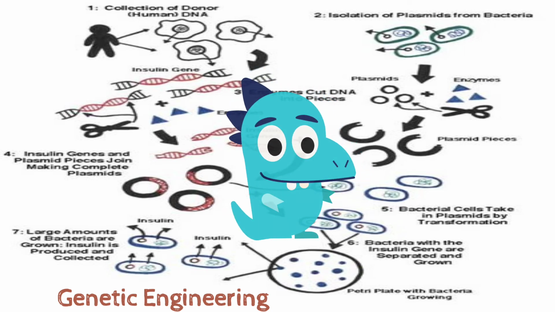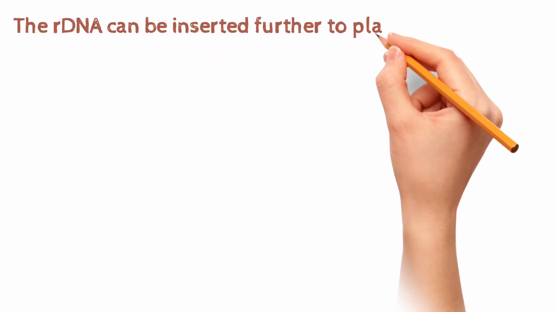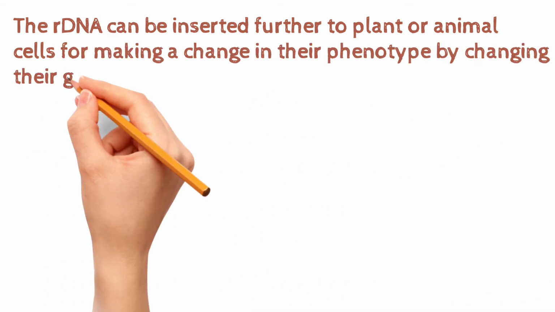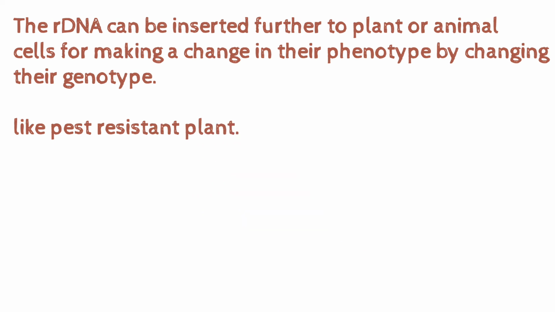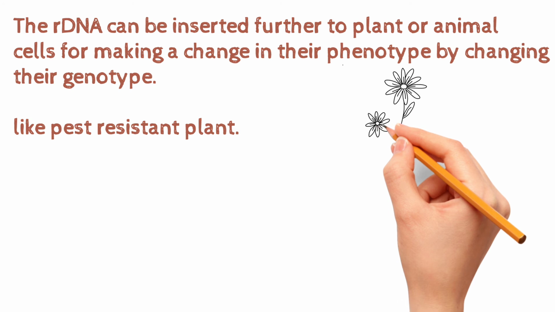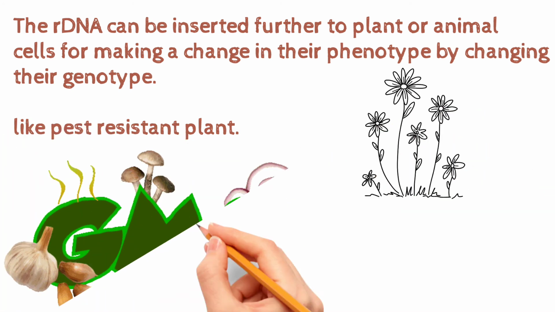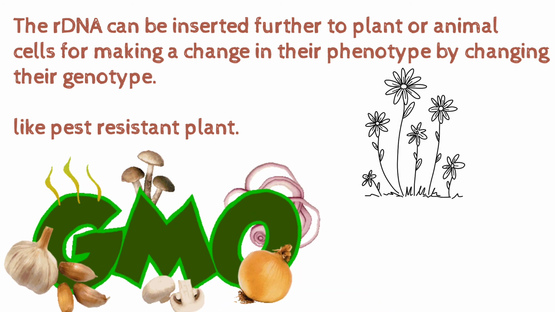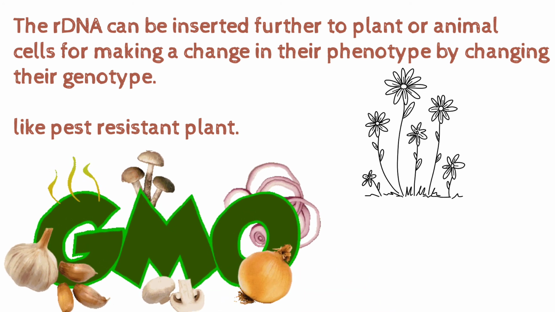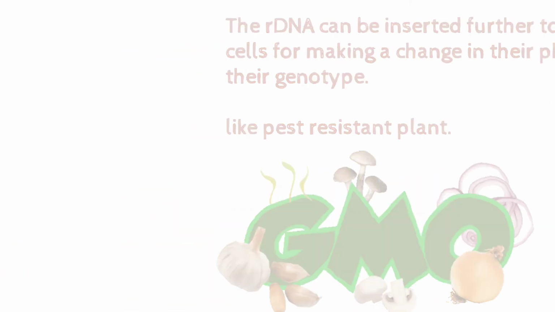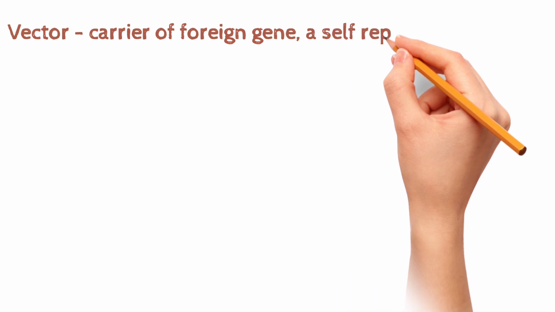Isn't it a fascinating thing? The rDNA can be inserted further into plant or animal cells for making a change in their phenotype by changing their genotype, like a pest-resistant plant. The organisms made from genetic engineering are called GMO, genetically modified organisms. You can see some products saying GMO free and like that.